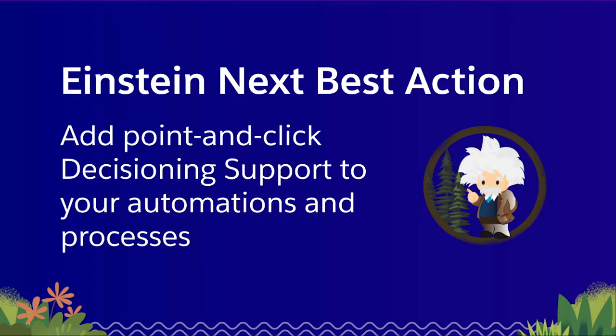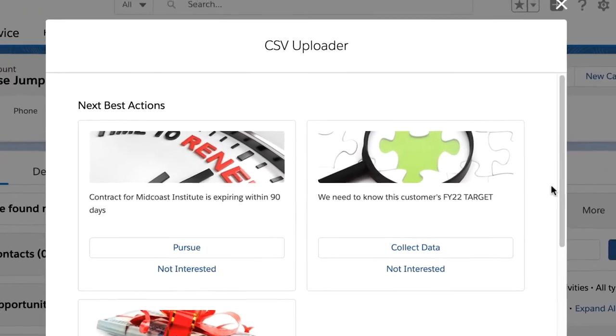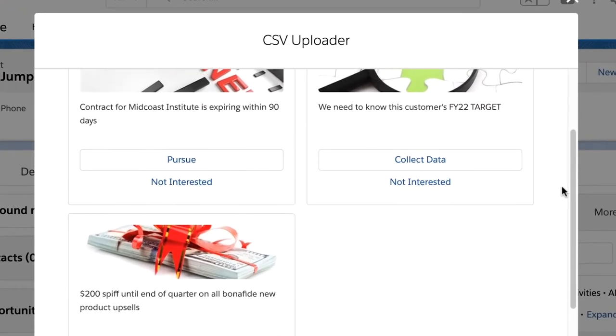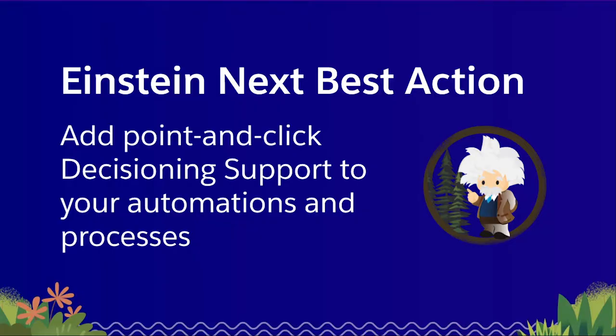Next best action adds decisioning support to your flows and your automation. Decisioning support allows you to integrate all of the sources of insight in your organization to generate recommendations about which flows should run and what work should be done next. You can use it to empower your own activities and the activities of your fellow employees and your customers.